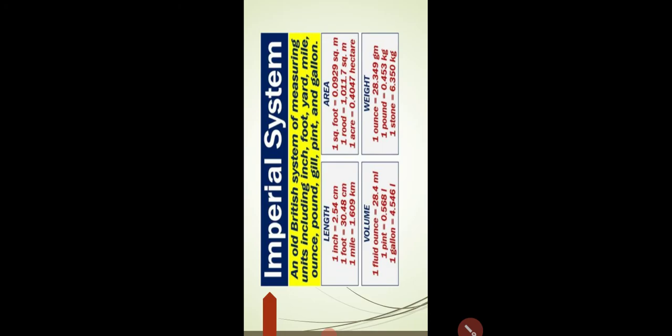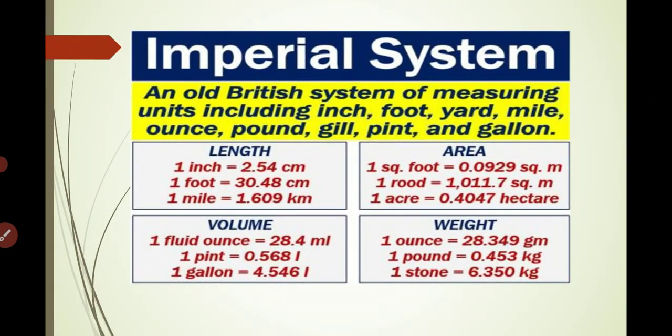The French used a system of measurement similar to the Imperial System until the 1790s. The Imperial System is an old British system of measuring units, including inch, foot, yard, mile, ounce, pound, gill, pint, and gallon.